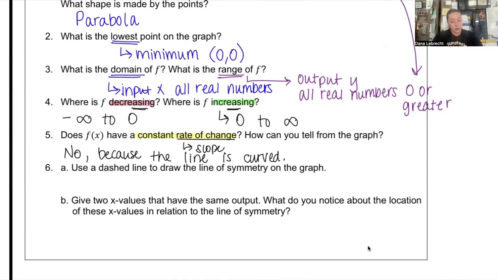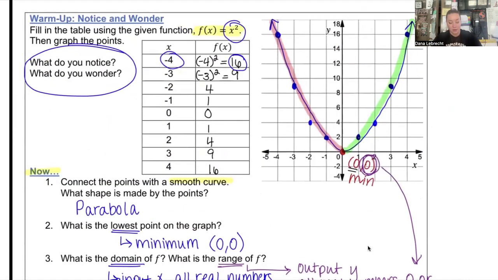Now we want to use, for number 6, a dashed line to draw a line of symmetry. Symmetry, if you remember from art class, is where we could split something right down the middle and it's going to be the same on both sides. If we look at our graph here, that's always going to go right through that point there. So we're going to use a dashed line. Let me use a different color and just draw a dashed line straight through my graph right there. That's going to be the line of symmetry.